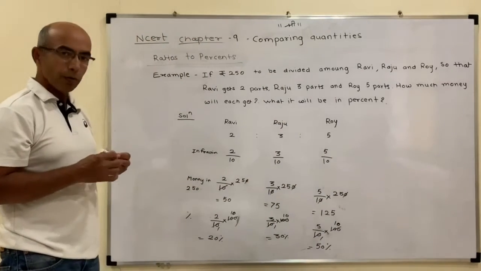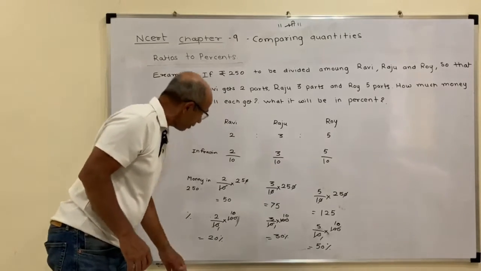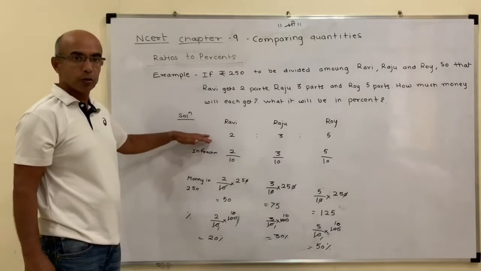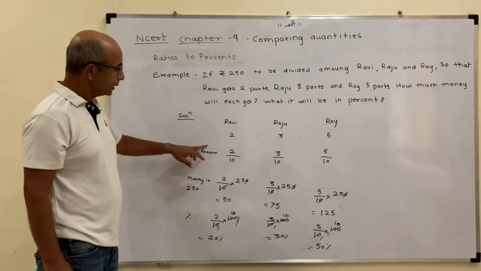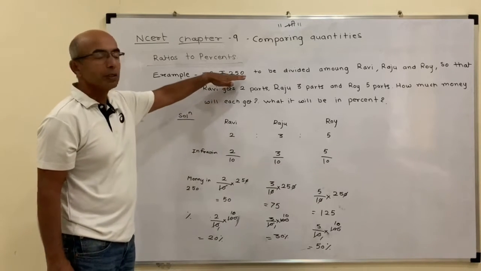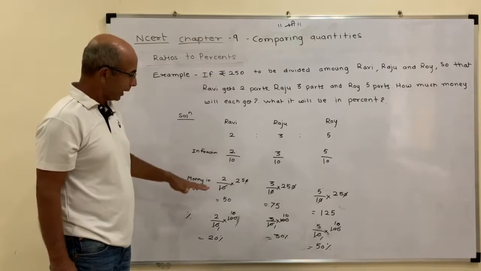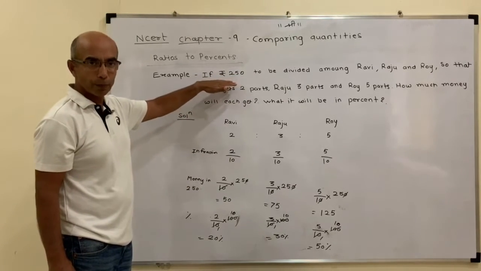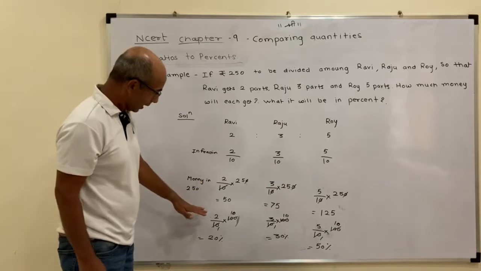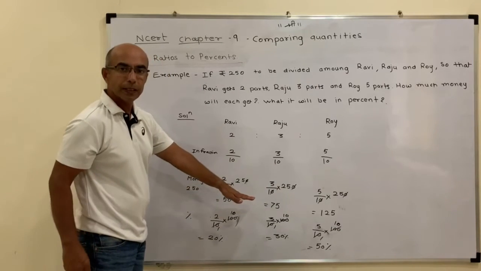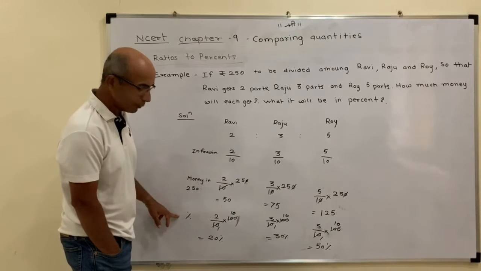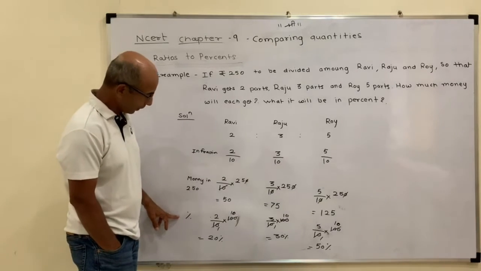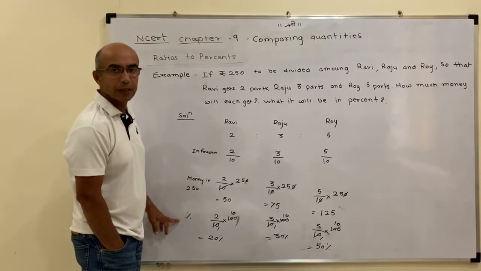So now we know what steps we followed. We first put the ratios, then we convert the ratios into fractions. Using these fractions, we find out how much each one will get out of 250 rupees. So from there, we found how much money each one will get, and from the similar ratio, we found out how much percent each one will get.